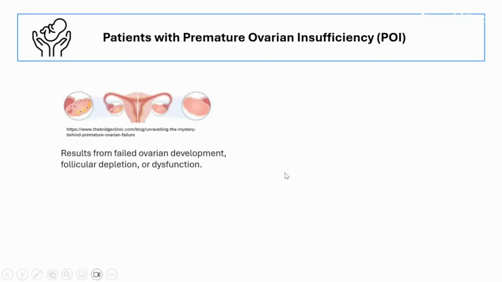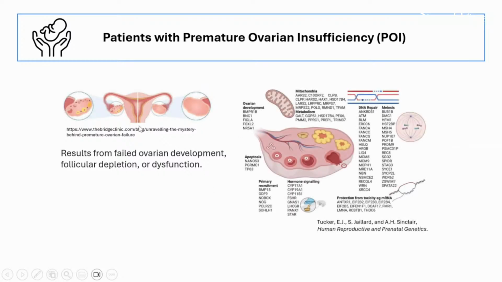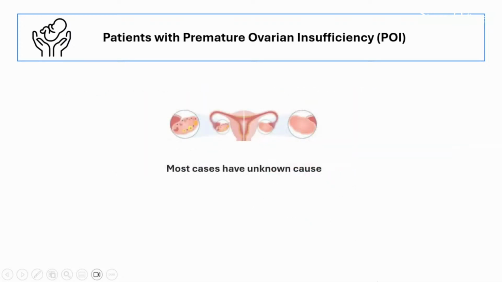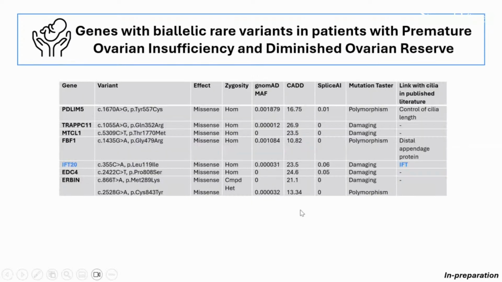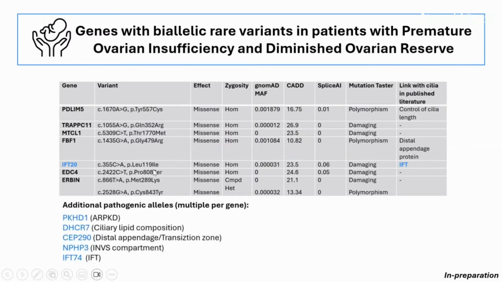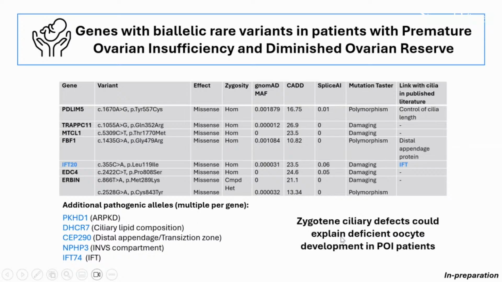So we checked in patients with premature ovarian insufficiency, meaning that the follicles are depleted or dysfunctional. It has various causes, but most cases have unknown cause. So we wanted to check for ciliary genes in these unknown cause patients. And we discovered that we have both homozygous and heterozygous ciliary mutations in POI patients with an unknown cause, suggesting that the Zygotene cilium could explain ovarian deficiency manifestations.